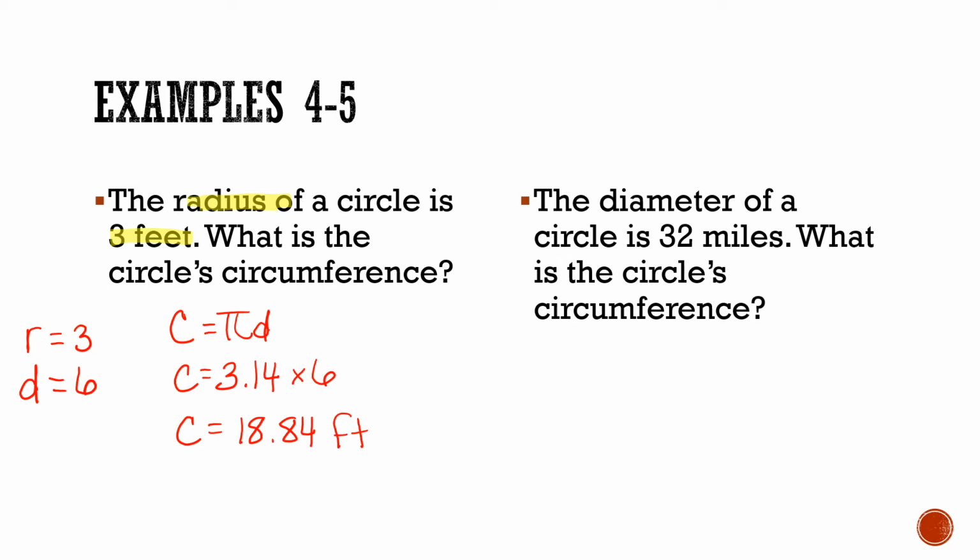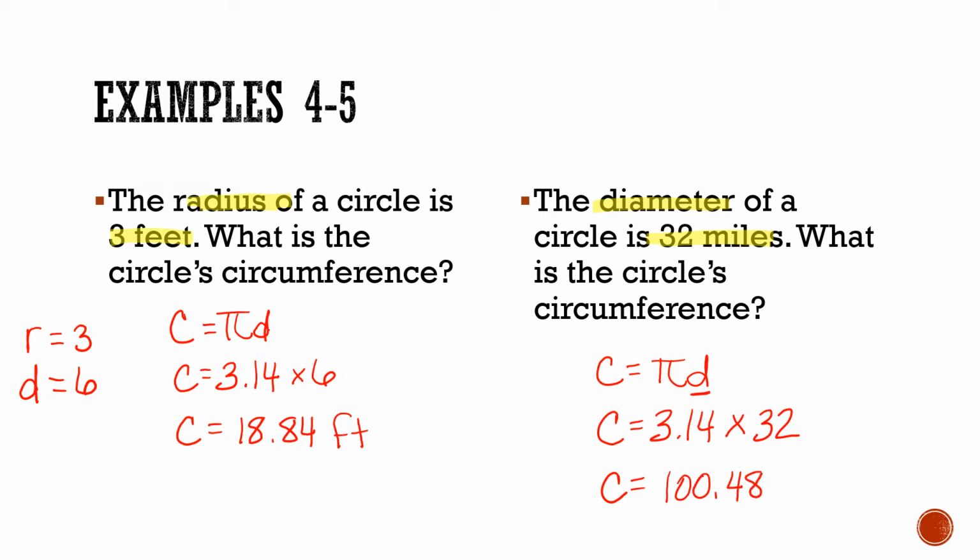In number 5, the diameter of a circle is 32 miles. So what is the circle's circumference? So C equals pi d. Okay, I need to be careful here when I'm plugging into my diameter. Was I given the diameter or the radius in my problem? I was given the diameter, so I don't need to do anything to that number. That's the one that I need. So use your calculator, and you're going to do 3.14 multiplied by 32, and you'll get 100.48. And that is miles.